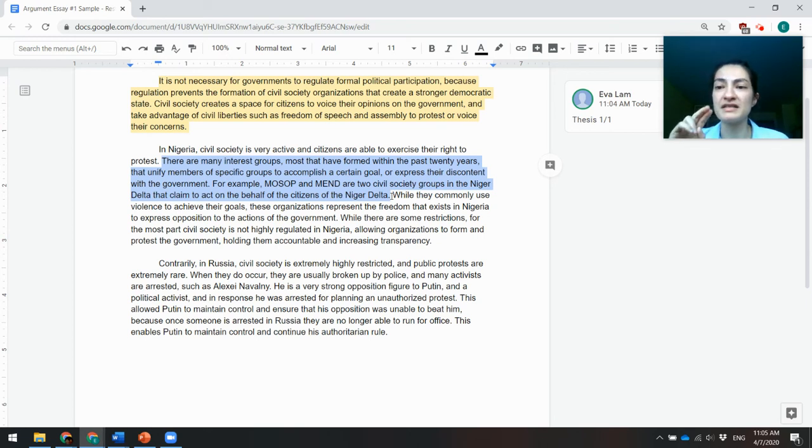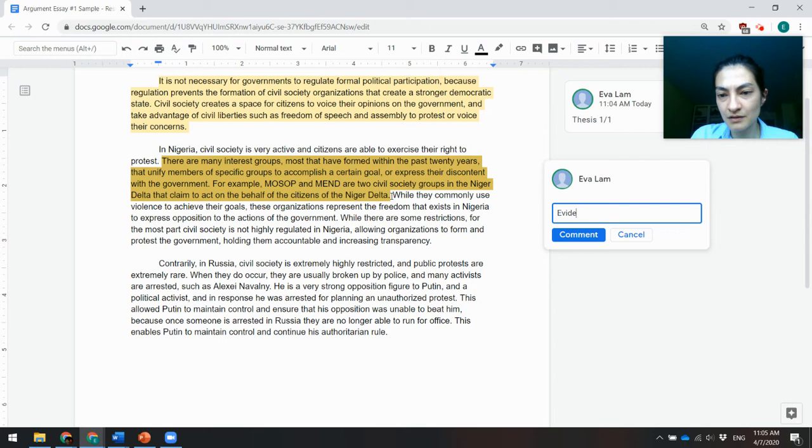And we're going to give this evidence a second point because it's related to civil society, which is one of the 3 concepts specified in the prompt. So I'm going to go ahead and give this piece of evidence, we're going to call it evidence number 1 because it's the first piece of evidence, 2 points out of 2. It's about Nigeria, and it's about civil society.